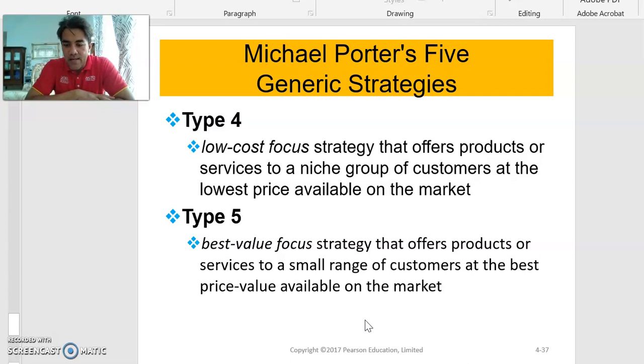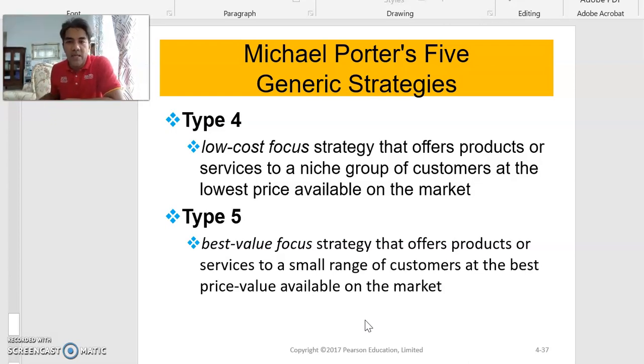For example, like Clorox, for the household to use Clorox. Not everybody wants to use Clorox, just for the clean white cloth. And so that is the type of product, low cost, still cheap, but not everybody is using it. So Clorox is a good example.